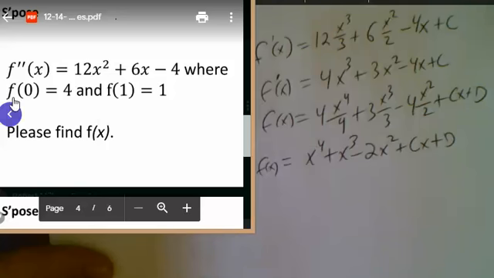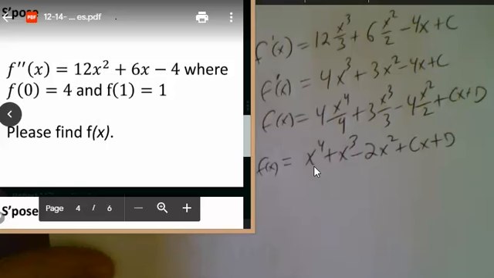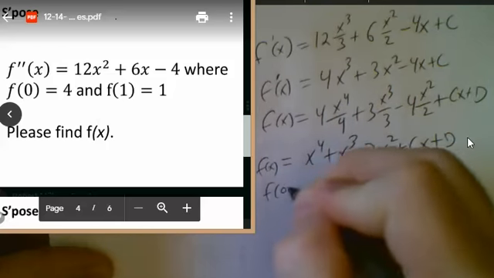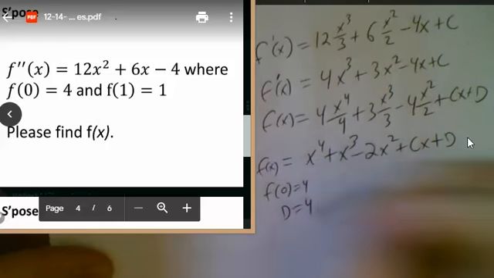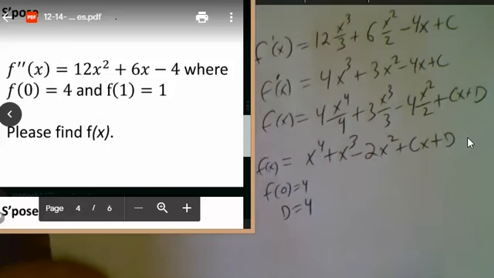And they gave us f of 0 is 4 and f of 1 is 1. We can use those to find c and d. In fact, f of 0 being 4 is kind of a dead giveaway for one of them. Hopefully you can recognize that all these terms go to 0, even the cx if x is 0, and so d has to be 4. So if f of 0 is 4, then d must be 4. Plug in your zeros, you'll get d equals 4 almost right off the bat there.